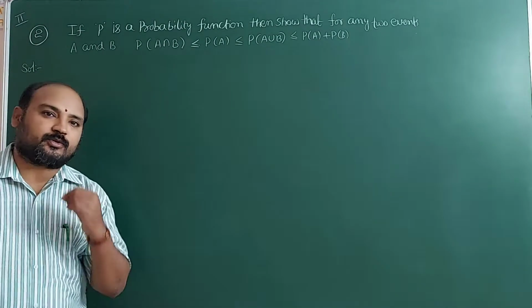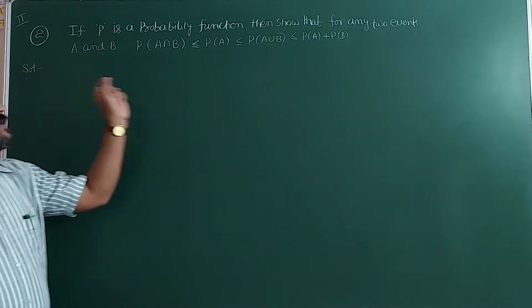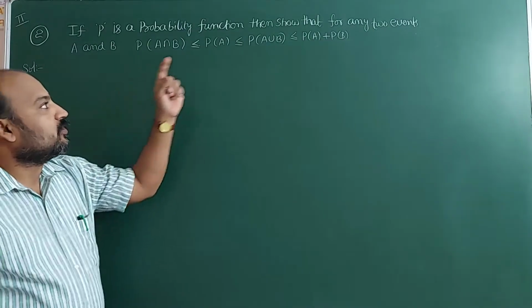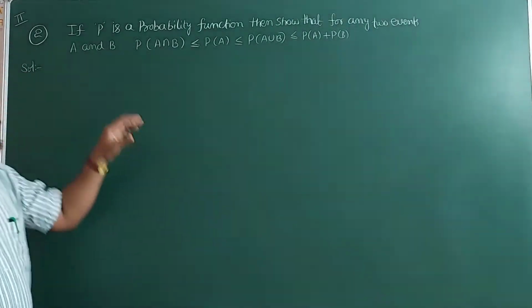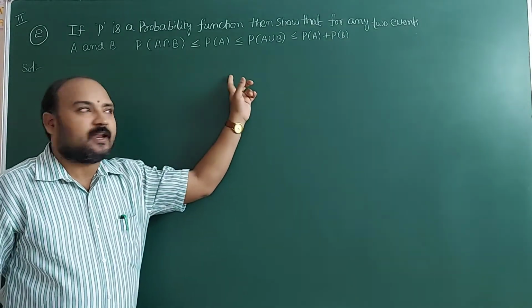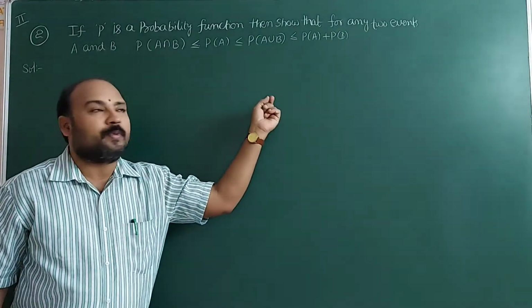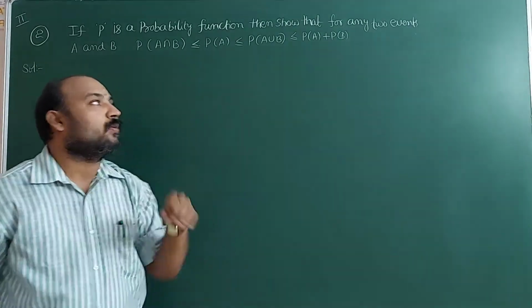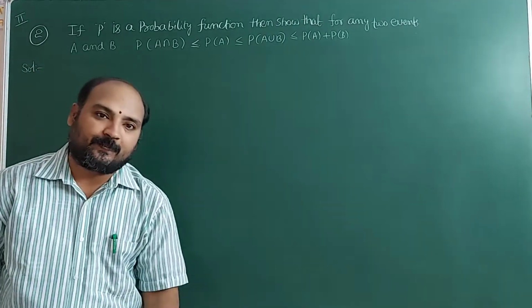Dear students, next question. If P is a probability function, then show that for any two events A and B, P of A intersection B is less than or equal to P of A, which is less than or equal to P of A union B, which is less than or equal to P of A plus P of B.